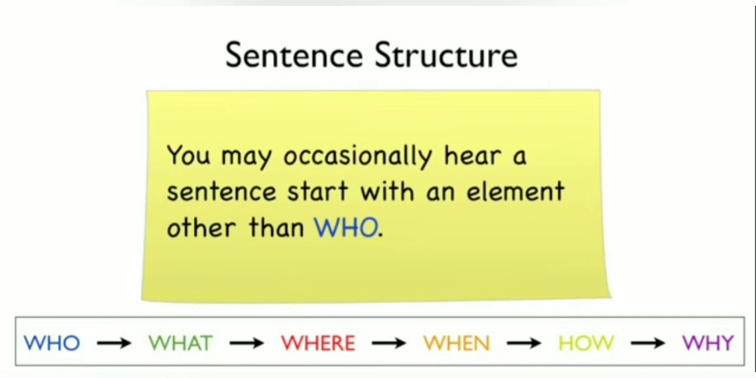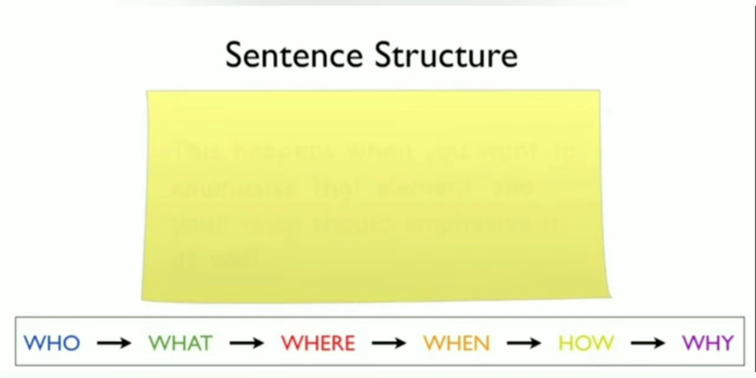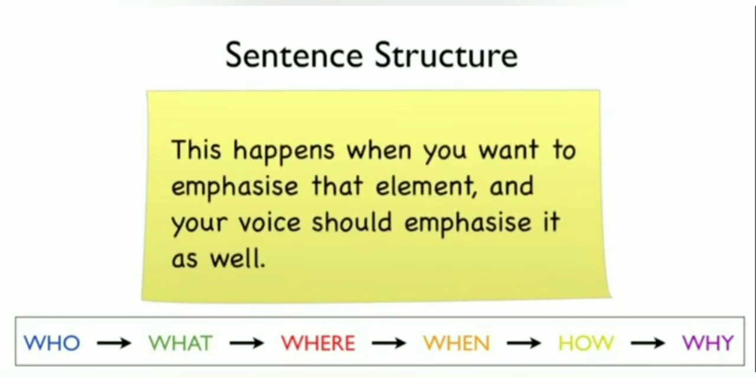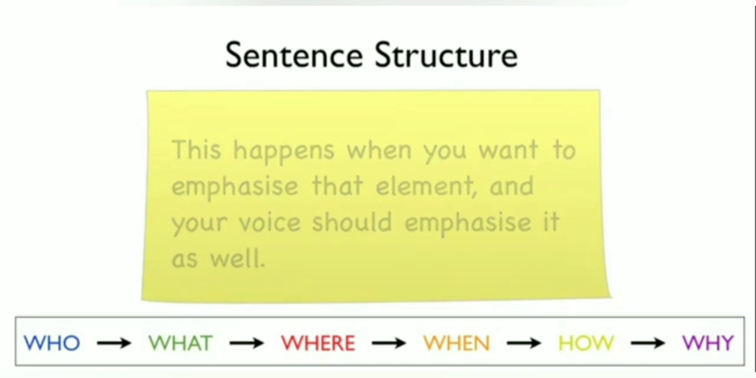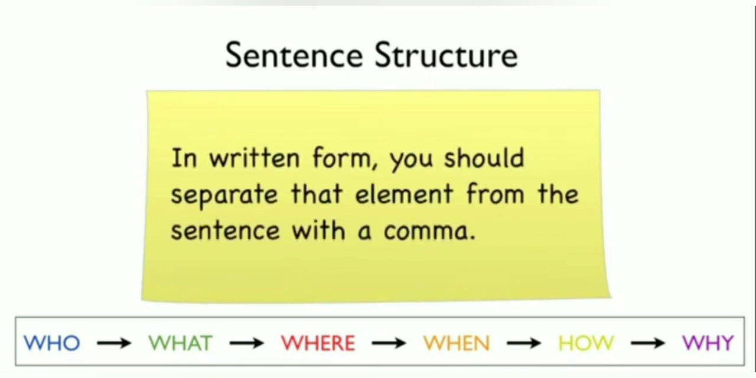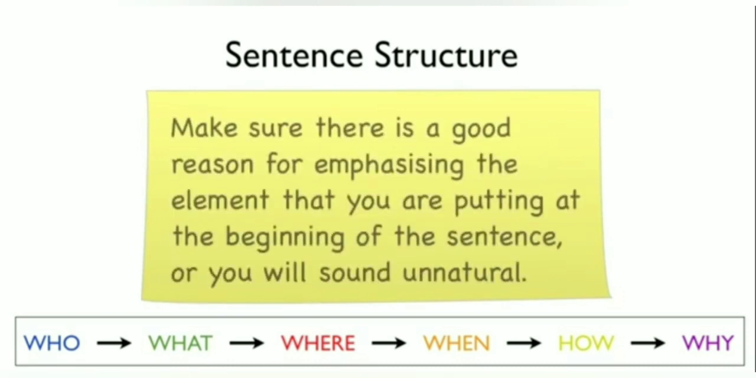You may occasionally hear a sentence start with an element other than who. This happens when you want to emphasize the element, and your voice should emphasize it as well. In written form, you should separate the element from the sentence with a comma. Make sure there is a good reason for emphasizing the element that you are putting at the beginning of the sentence, or you will sound unnatural.